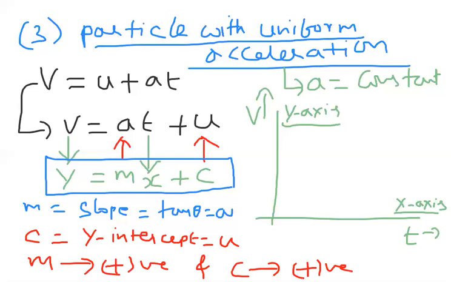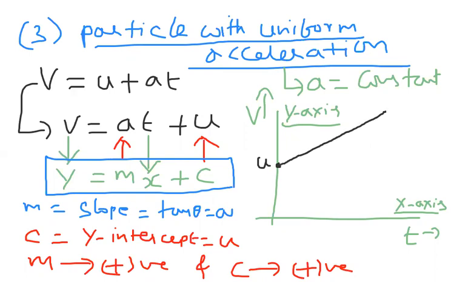So how do we draw the graph? Observe carefully. I have to select the point on the positive y-intercept. Why like that, sir? Observe carefully here. What is the C value? C value is u, and u is positive. So we have to draw the graph from a point on the positive y-axis. Let me draw here. And the slope is positive.